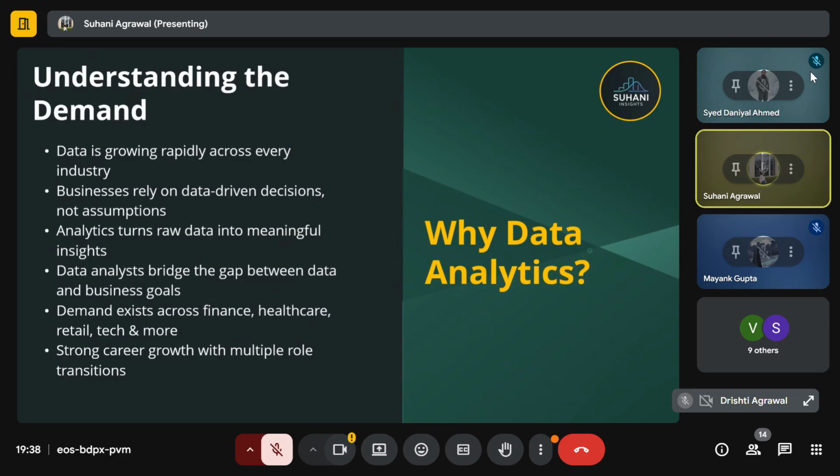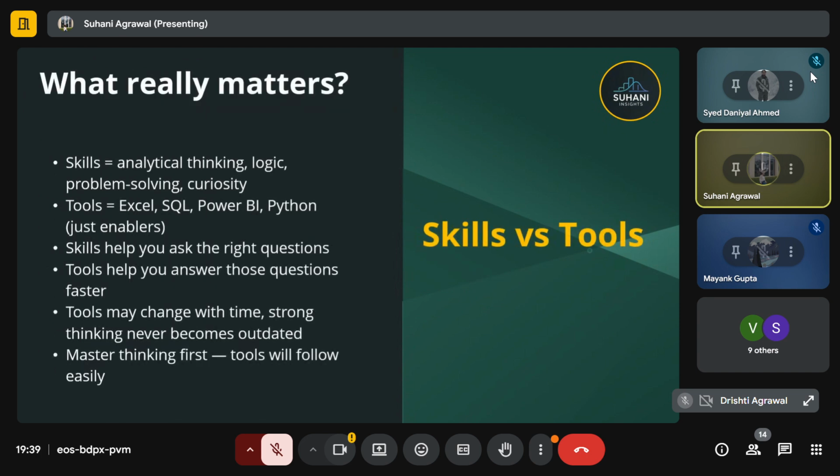It's needed for stronger career growth of that company, for the company to grow more, and to bridge the gap between the data and the customer, to make the company know what should be achieved next to achieve the business goals. Next, we talk about skills versus tools.